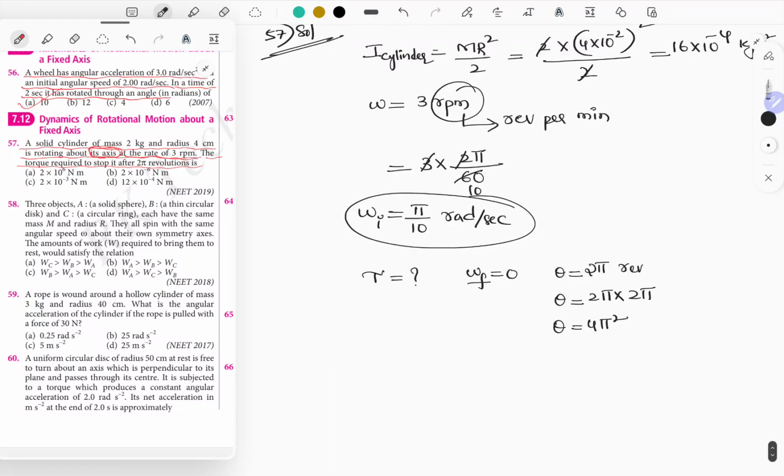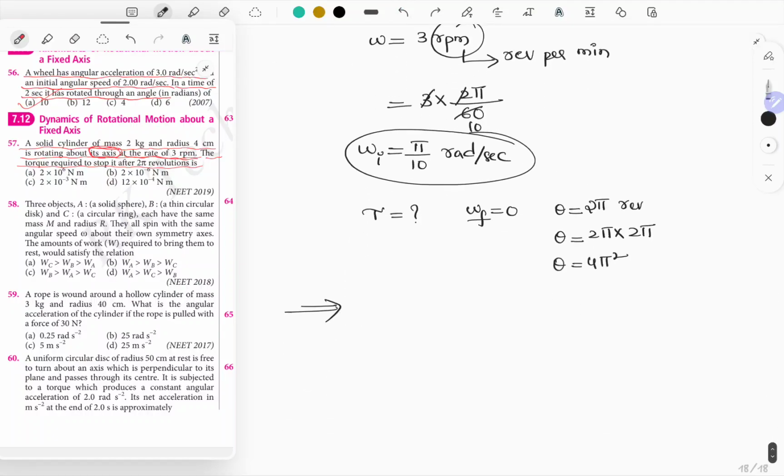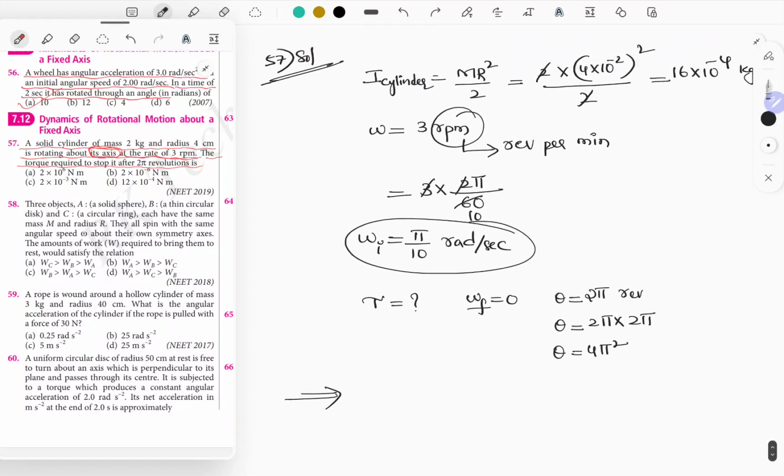Is it clear? Now to find out torque, I should know moment of inertia and alpha. What's the formula for torque? Here it is. Torque is nothing but I alpha. Do I know alpha? Let me find out alpha from the given data. They have given initial angular velocity, final angular velocity and theta. From this given data we can find out alpha.